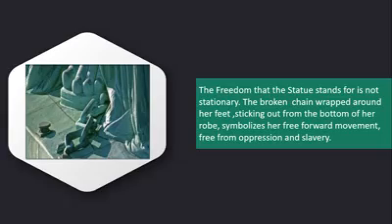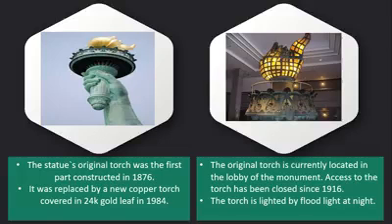The freedom that the statue stands for is not stationary. The broken chain. Here we find a broken chain wrapped around her feet, sticking out from the bottom of her robe, symbolizes her free forward movement, free from oppression and slavery.